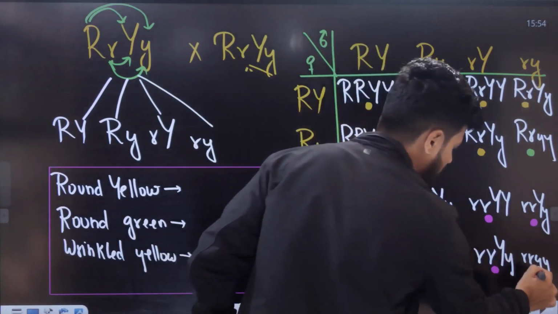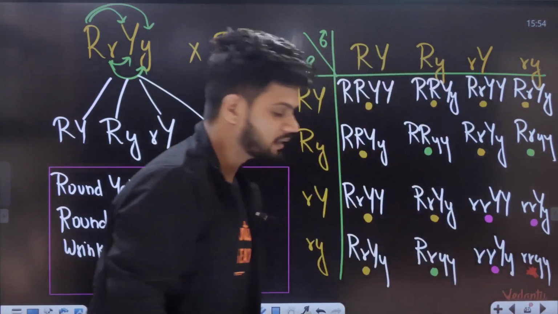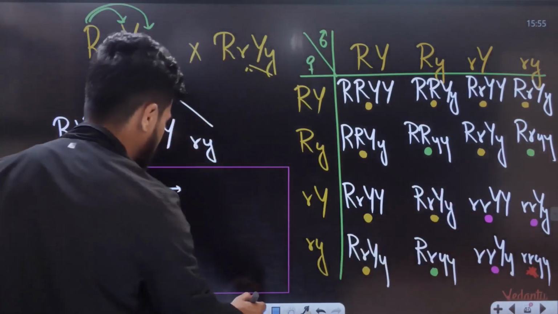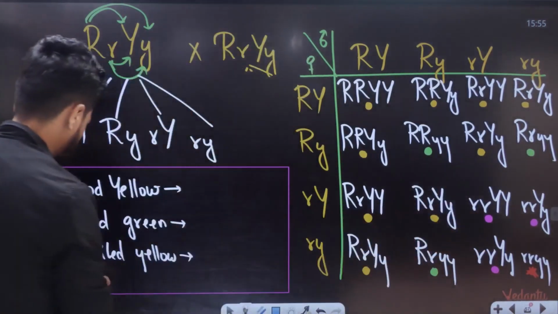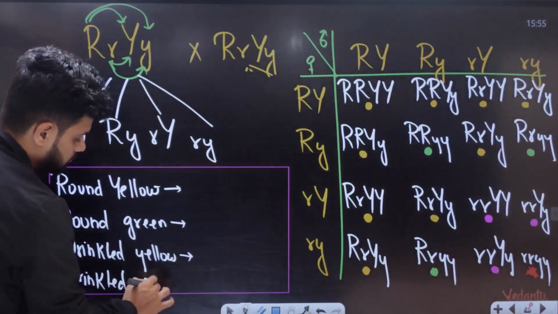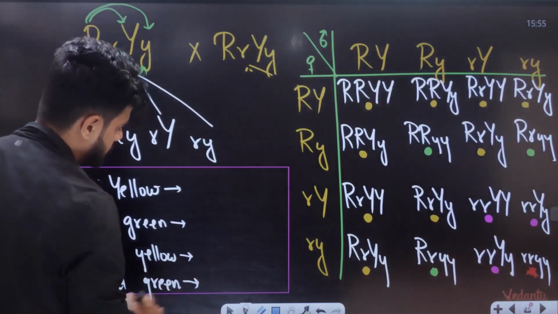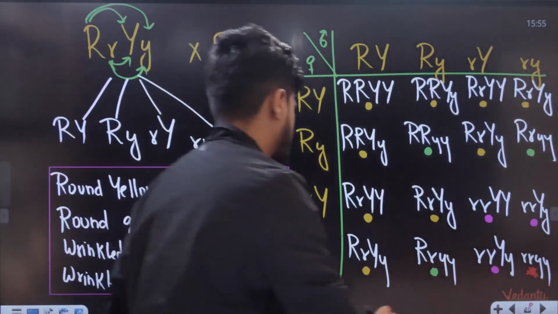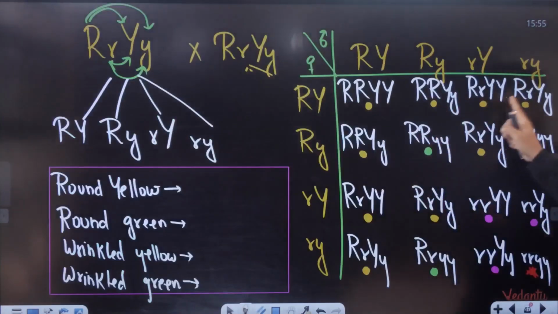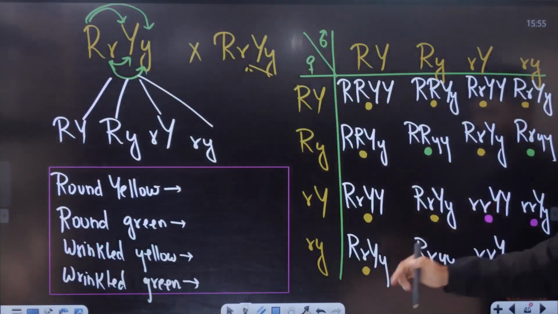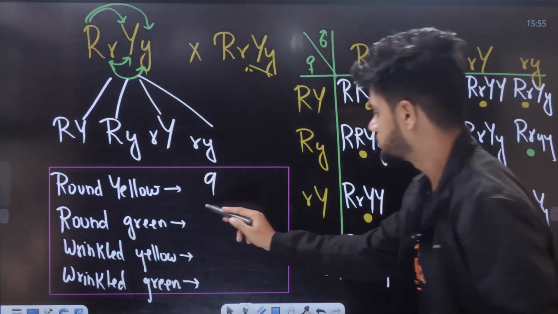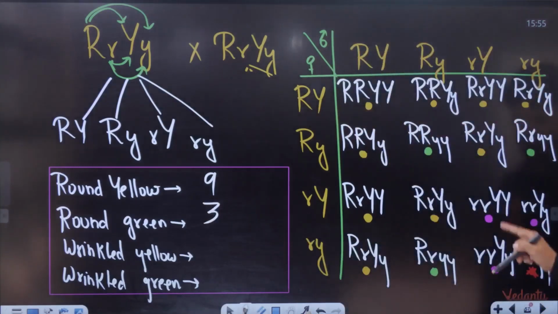Make a star for this one. It's going to be wrinkled and green. Small r, wrinkled. Small y, green. Wrinkled green. Now let's count how many there are. 1, 2, 3, 4, 5, 6, 7, 8, 9. 9 of them. Wrinkled yellow: 1, 2, 3.